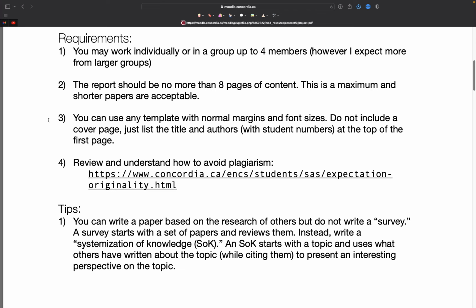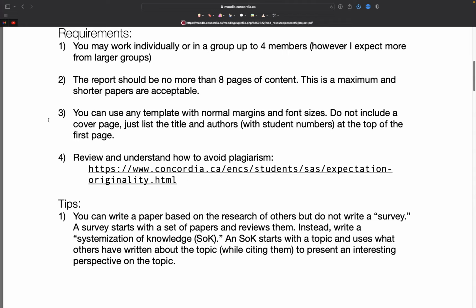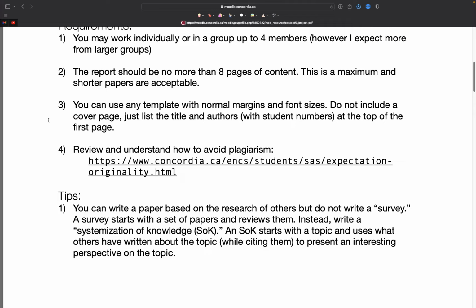I do expect more the more people there are. When I look at the report, one question I ask myself is: is this a suitable amount of work for two students or three students or four students? So if the project comes in, and it's a good project, but it's just as good as the kind of projects that I'm getting from a single student, and there's four students that worked on it, then there'll be deductions based on that. So it's meant to equalize you. It's not a disadvantage in any size.